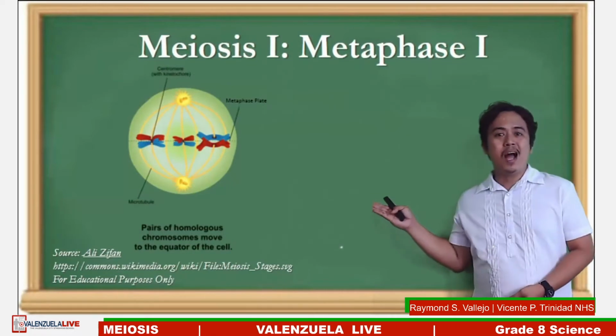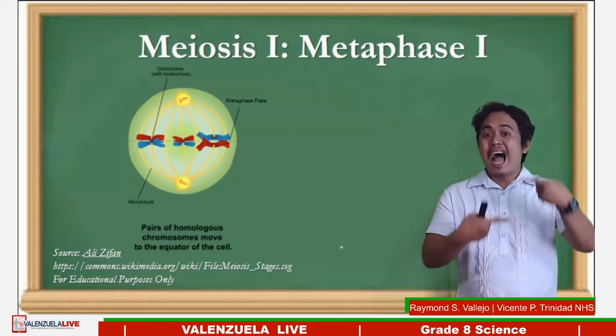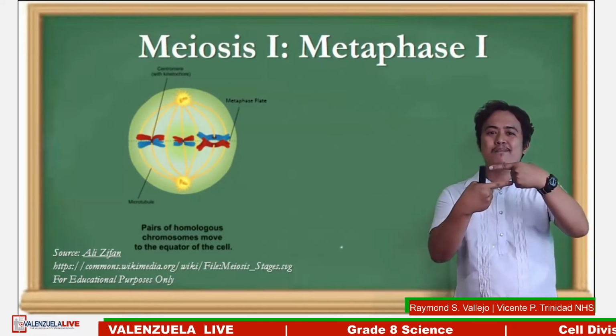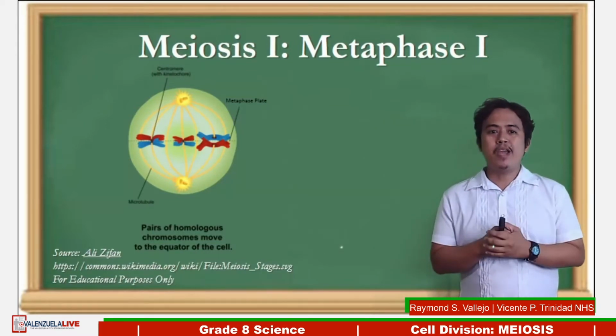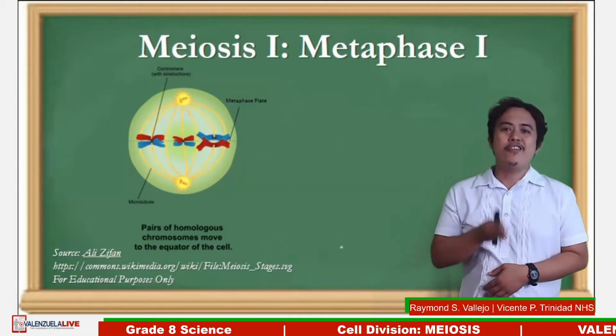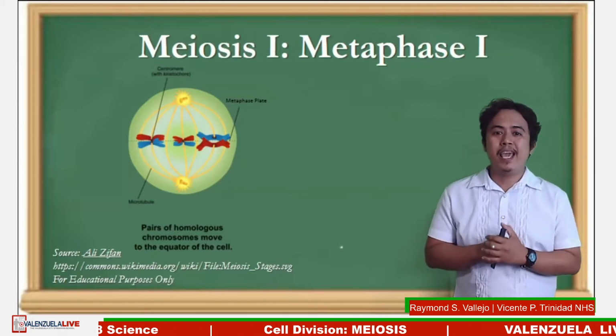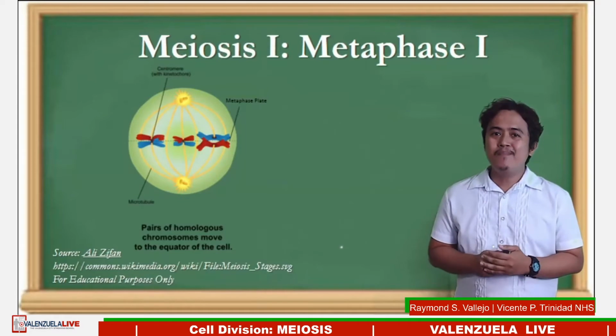In metaphase 1, homologous chromosomes align at the equatorial plate with the help of spindle fibers. Homologous pairs line up at the middle area called the metaphase plate, and they are ready for separation.